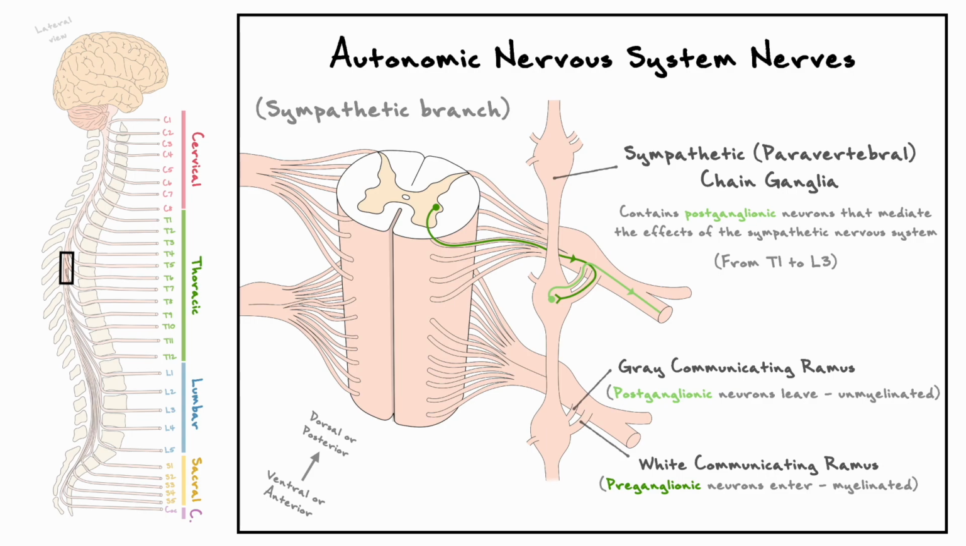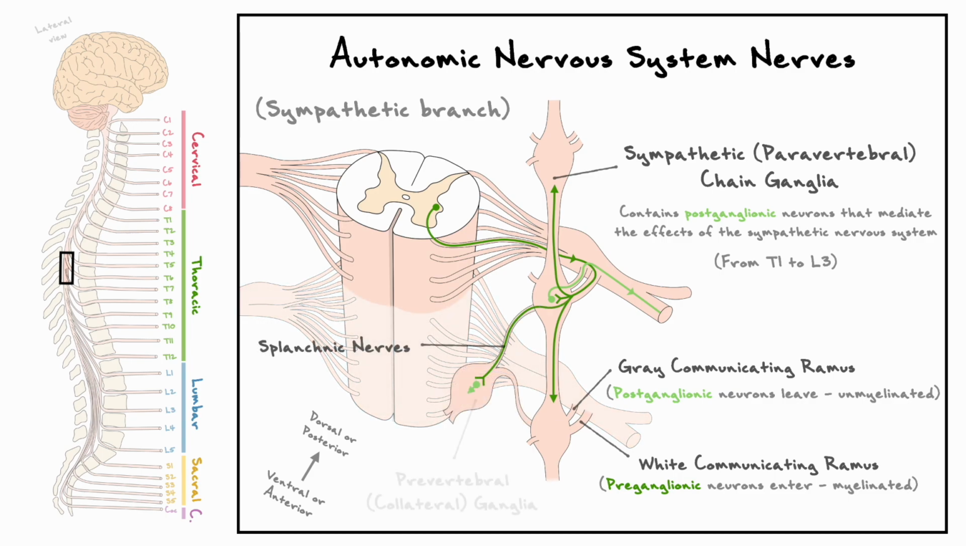Now, because of the chain-like structure of these ganglions, the preganglionic fibers have the possibility to move up and down this sympathetic trunk to synapse at postganglionic neurons that are responsible for different segments. Moreover, preganglionic fibers also have the capacity to continue their journey through nerves called splanchnic nerves and reach more distant ganglions called prevertebral or collateral ganglions.